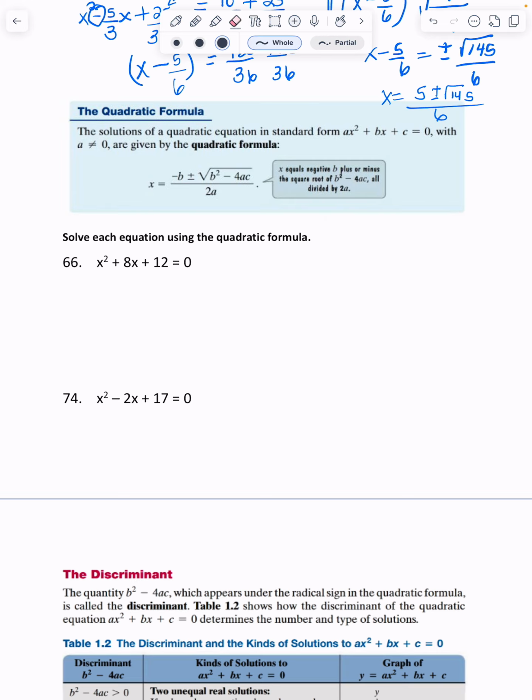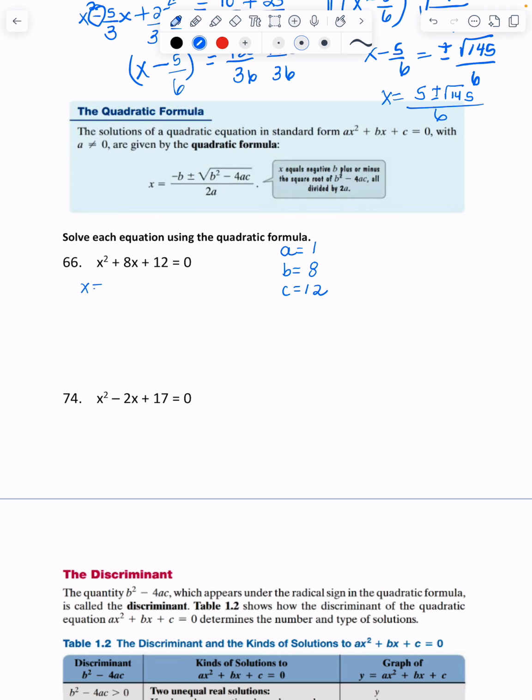So what we want to do is identify A, B, and C in all of these problems. Solve the equation using the quadratic formula. In number 66, A is the number in front of the x squared, so it's 1. B is the number in front of your x term, which in this case is 8. And C is your constant, so we have 12. And we're going to plug it into the formula.